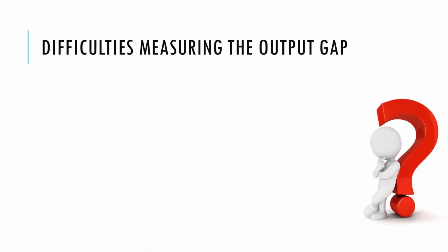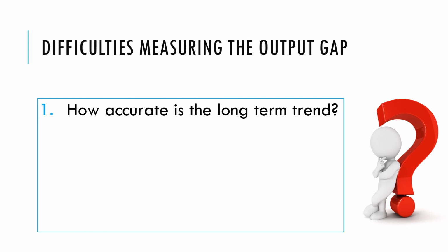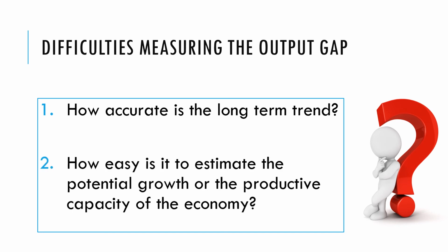Okay, what might be difficulties measuring the output gap? How do we know how big it is and whether we're that confident about it? Well, firstly, how accurate is the long-term trend? How far back in time would we go to establish this trend? And secondly, how easy is it to estimate the potential growth or the productive capacity of the economy? How do we know exactly how much GDP could be produced if the economy was at full employment?